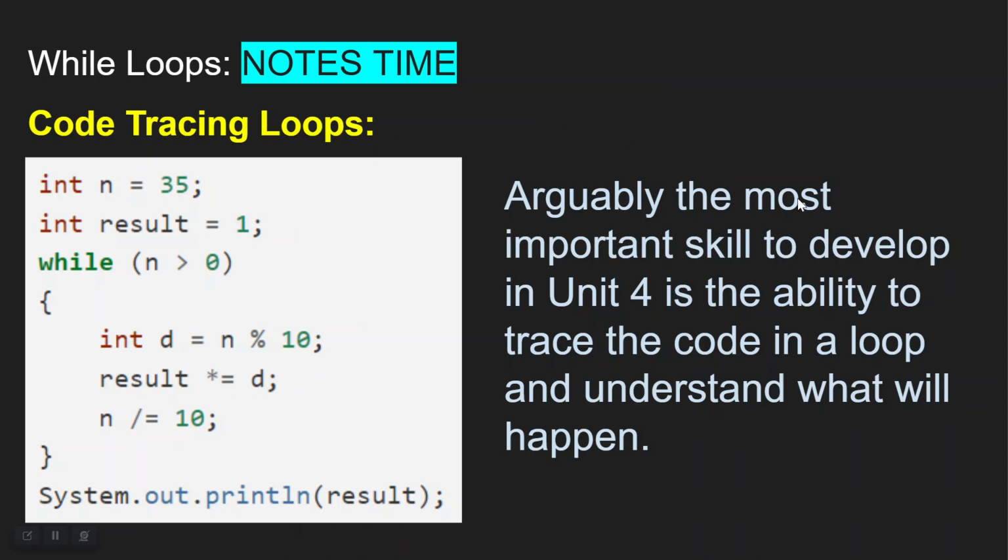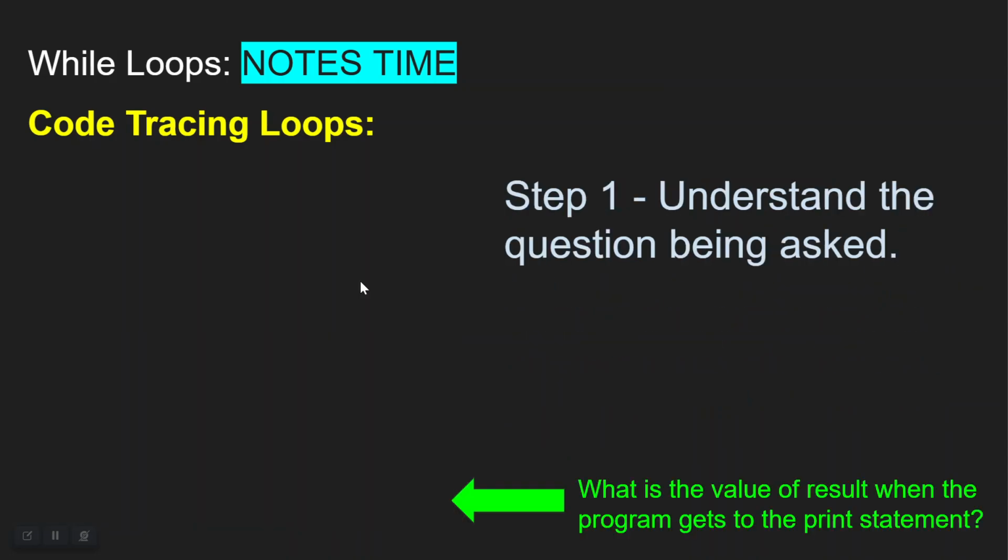This is arguably the most important skill to develop in Unit 4. The ability to trace the code in a loop and understand what will happen. So looking at an example like this, this is the kind of code that we might see on our AP exam, and we would be expected to know what result is going to print when we hit that print statement down here.